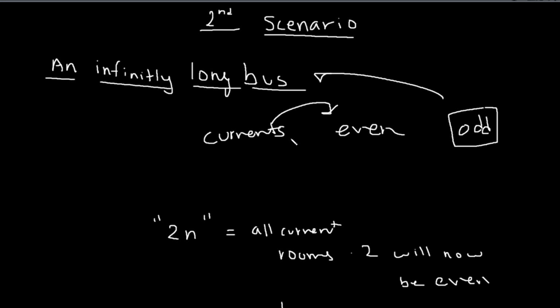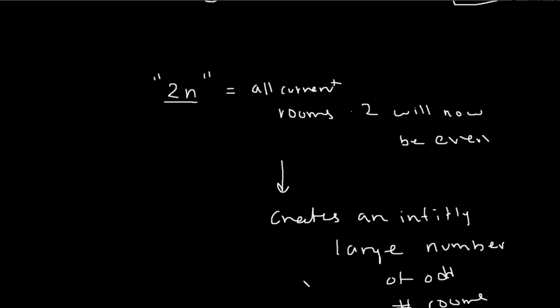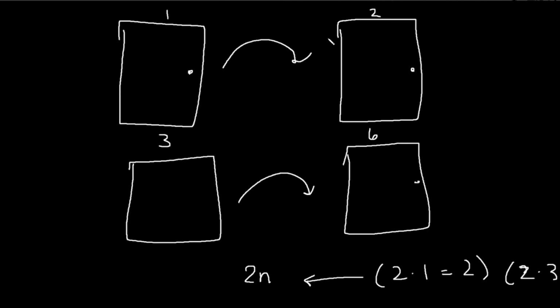A way to make any number even is just to multiply by 2. So we have a formula, 2n, where n is the current room number. All of the current rooms, which are filled with the current guests, multiplied by 2 will now all become even. And this creates an infinitely large number of odd number rooms. And here's just a diagram to show. Room 1 goes to 2, room 3 goes to 6, and here is how it works: 2 times 1 equals 2, 2 times 3 equals 6.